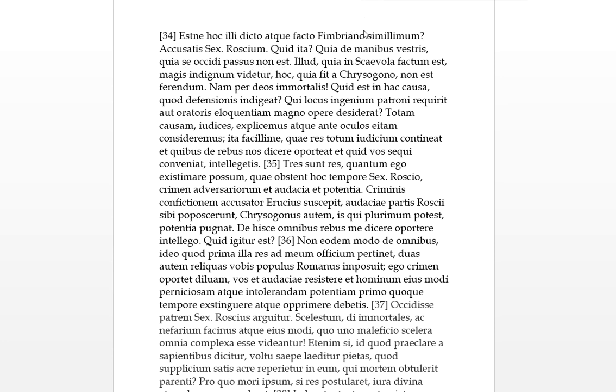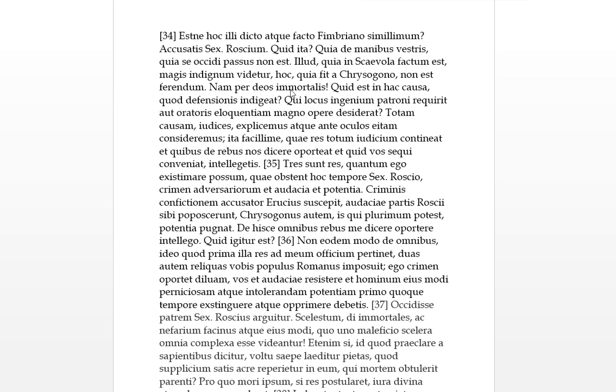He's escaped. Illud. This, and we have a little clause. Quia in Scavolam factum est, because it is done in Scavola's case. Videtur, it seems, more indignum. More indignant, or disgusting, or whatever. Hoc, again with this hoc, because fit a Chrysogono, because it happens from Chrysogonus, or because it was done by Chrysogonus. Non est ferendum. This periphrastic, so this should not be endured or suffered.